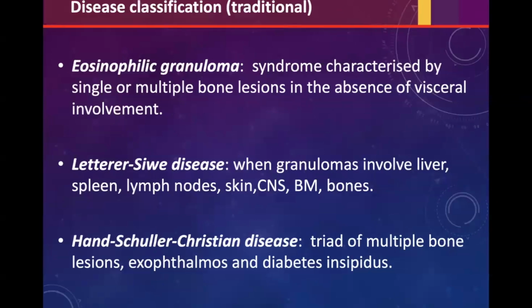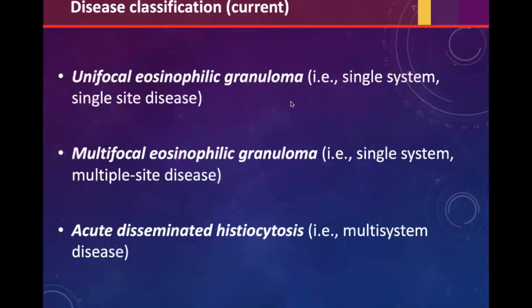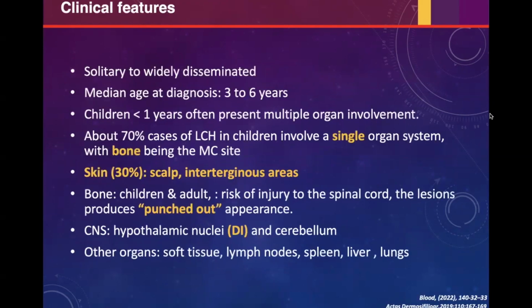I'm not going to enter into that specifically. We are going to the current classification: unifocal eosinophilic granuloma, single system, single site disease; multifocal eosinophilic granuloma, single system, multiple site disease; acute disseminated histiocytosis, and multisystem disease. And what about the clinical features?